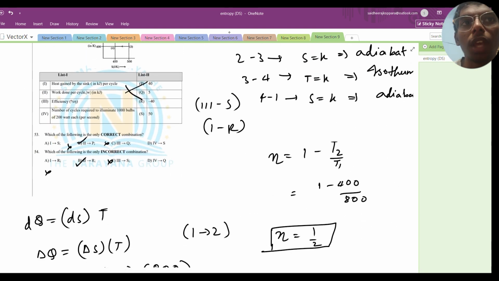Yeah, that's it, guys. So 4 will match with q and 3 will match with s. So yeah, that's it for today's lecture.